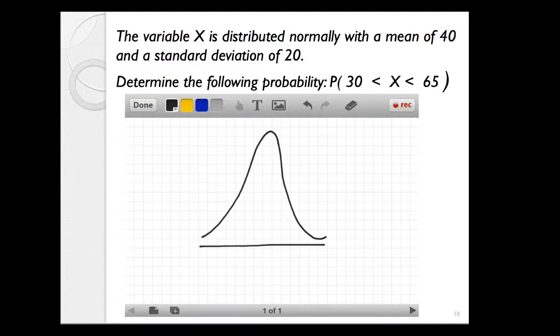The distribution of x is normal, and it has a mean of 40. I'm doing this with my finger. I'm locking my stylus at the moment. Hopefully it's okay.